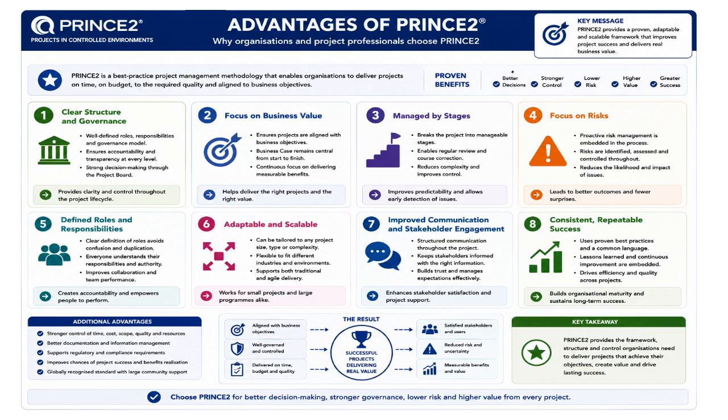The key takeaway on the right-hand side summarizes the slide very clearly. PRINCE2 provides the framework, structure, governance, and control needed to deliver successful projects that create value and support organizational goals. Finally, the statement at the bottom reinforces the overall message. PRINCE2 improves decision-making, governance, risk management, and value delivery across projects.